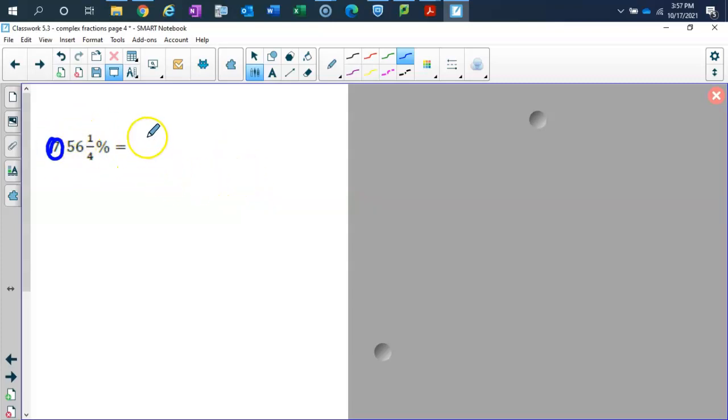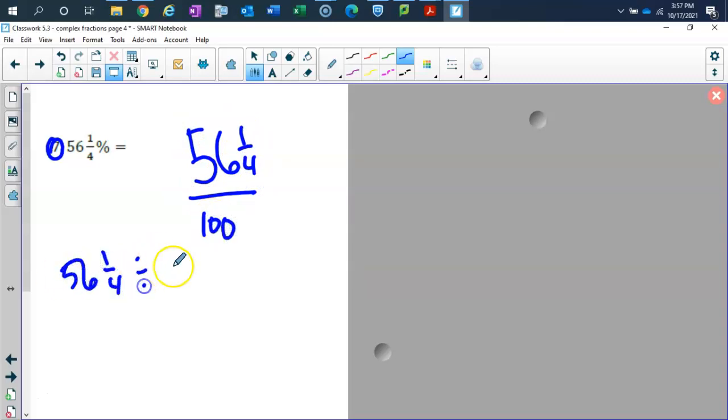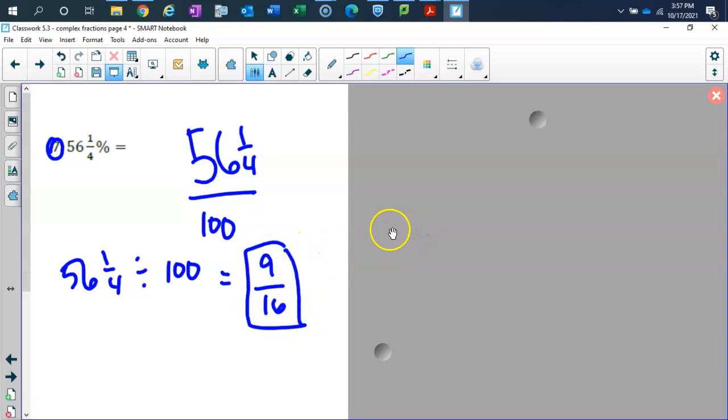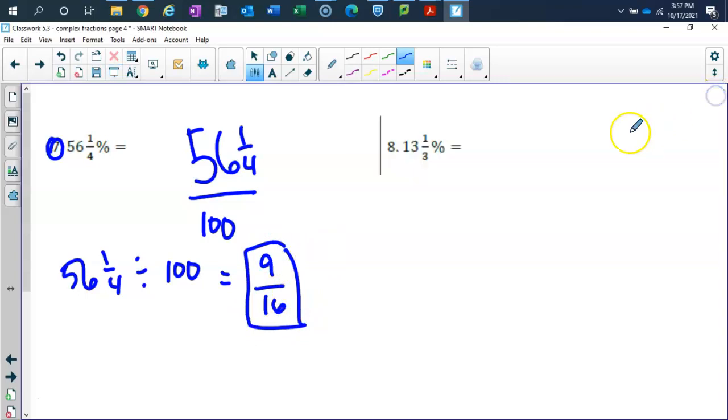Well, this goes back a ways. What is every percent in the world out of? It is out of 100. So you will do 56 1/4 over 100, which is 56 1/4 divided by 100. And when you punch this into your calculator, you are going to get 9/16. And they are asking you to write your answer as a fraction, so you need to keep it as a fraction. Try number 8.